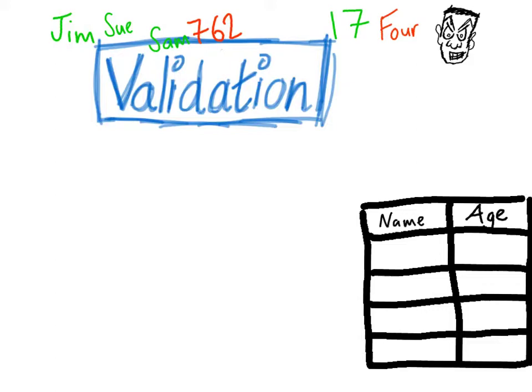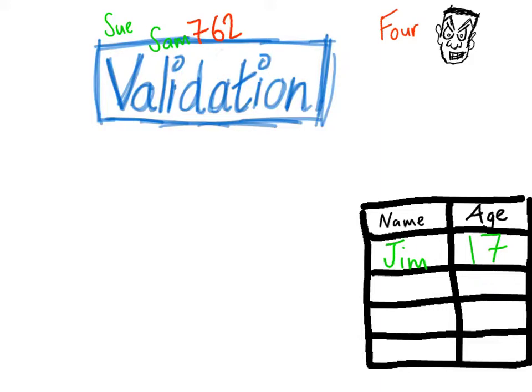So let's take a good example. In an ideal world, Jim would come along and he would put in his name and he would put in his age, 17. Both would be fine. Jim is perfectly valid, it's text, and the age 17 is again perfectly valid, it's been entered in number form.